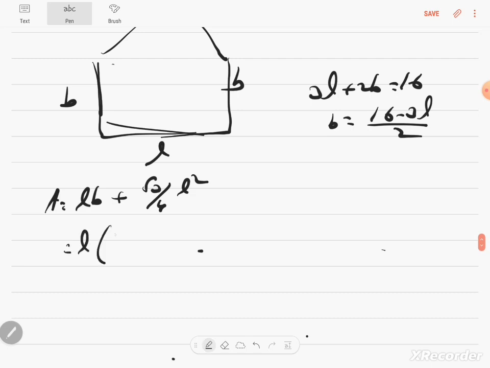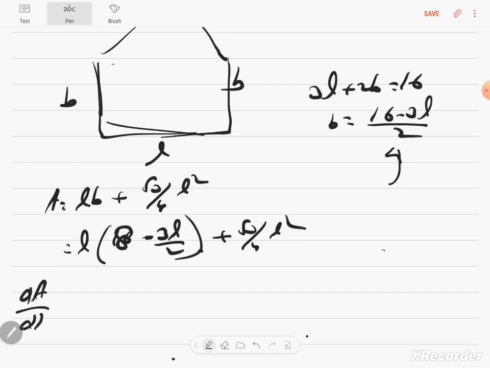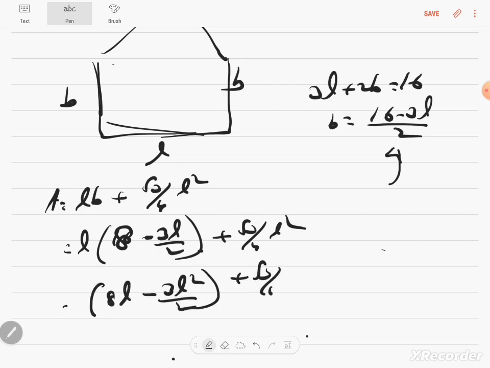And you can write L into B is 16. Let's split this up. It's 8 minus 3L by 2 plus root 3 by 4 L square. Now everything is in terms of L. We can differentiate. You can even take it in for convenience so that it's easy. So it is 8L minus 3L square by 2 plus root 3 by 4L square.